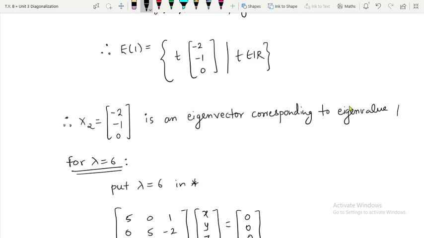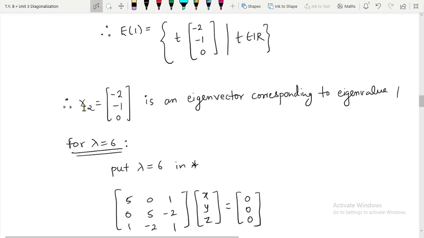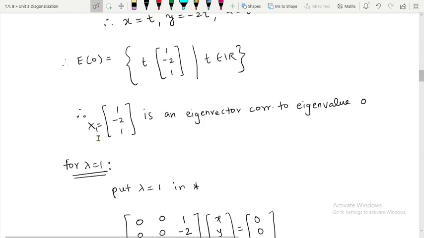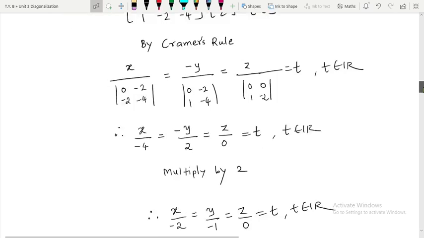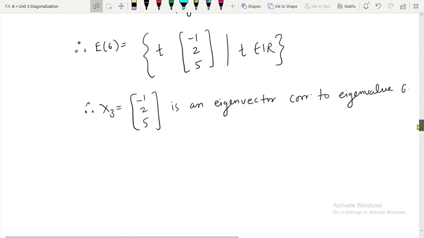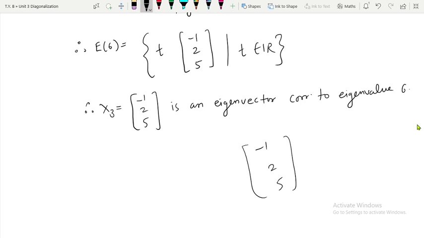Similarly you can check the first and the second one, minus 2, 1, 0. Remember that I have used notations over here. The eigenvector corresponding to 0 I called x1, and the eigenvector corresponding to 1 I called x2. I will just show you. Yes, I am calling it x1 over here, and the eigenvector corresponding to 6 I called x3. Now you can observe that this minus 1, 2 and 5 will be orthogonal to both of our eigenvectors. What are our both eigenvectors? Okay, I will just write it here.